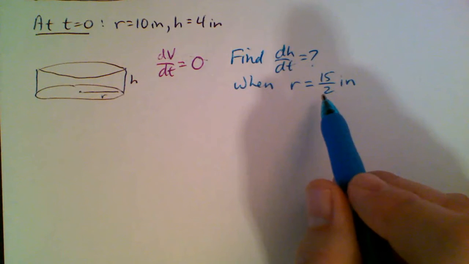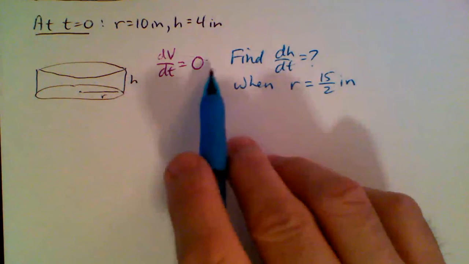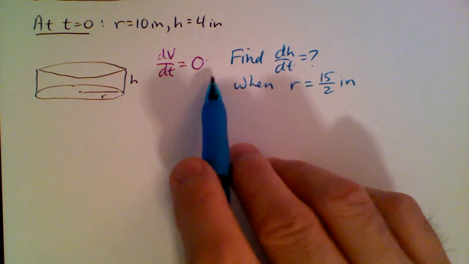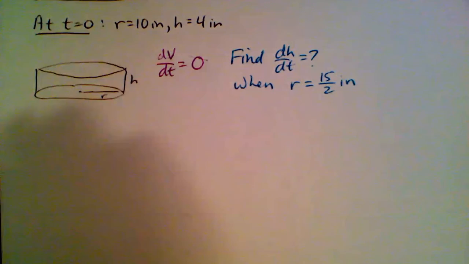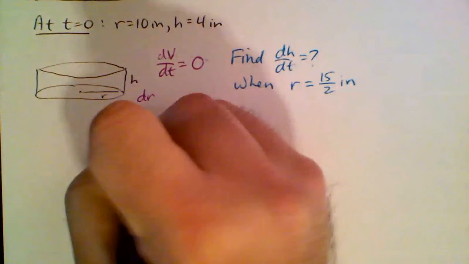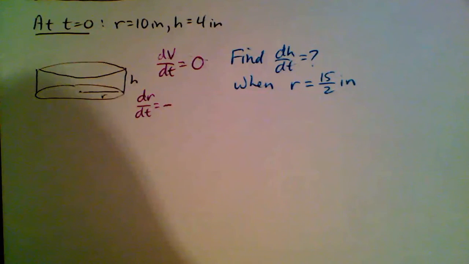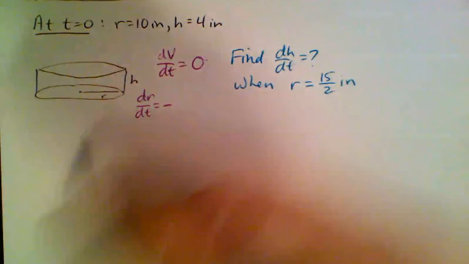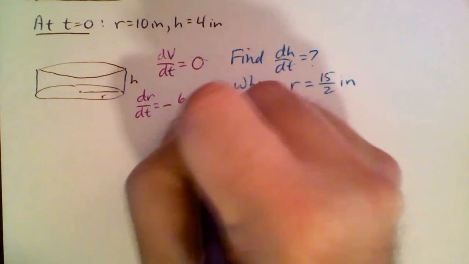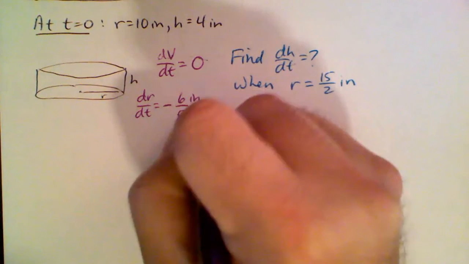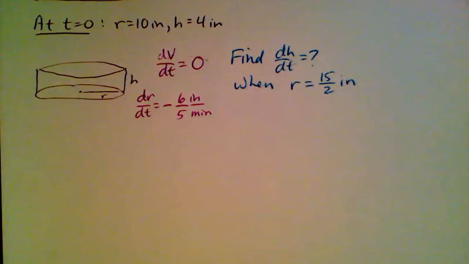And given the radius is shrinking, so we have another rate of change. Radius is shrinking by 6 inches every 5 minutes. So here dr over dt, radius is shrinking, so the change in r with respect to time is negative 6 inches every 5 minutes. Okay, those are all the pieces of information.